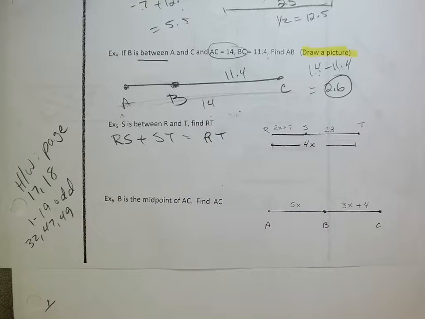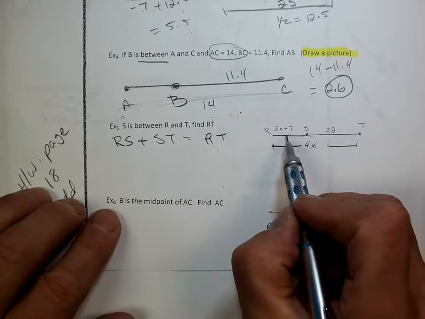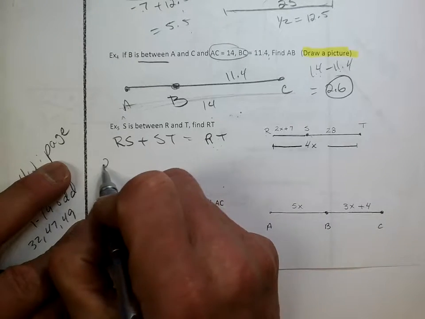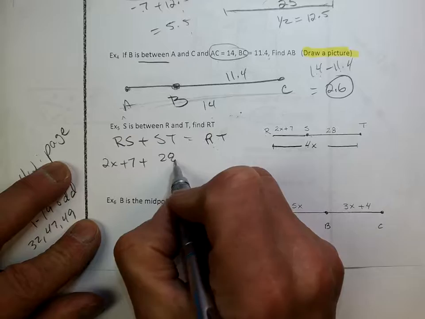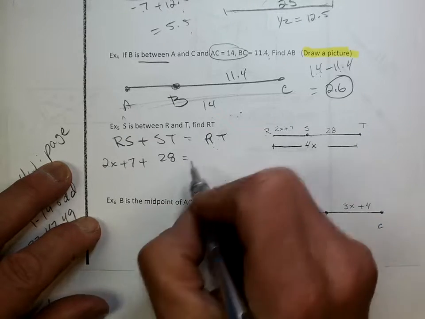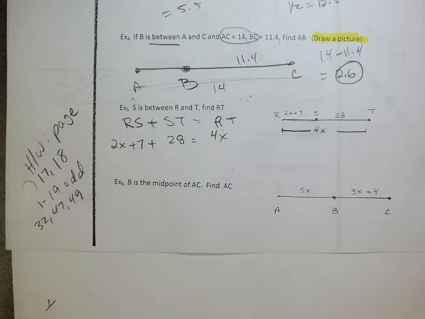Well, okay, now let's just put in the values. Let's substitute. RS is equal to 2x plus 7. ST is 28. And it equals RT, which is 4x. Okay, write that down. I want you to think about what I just did. I got this piece, RS, plus this piece makes the whole thing. Okay, that makes sense. Now, can we solve for x? Hopefully you can. Okay, what are we going to do?